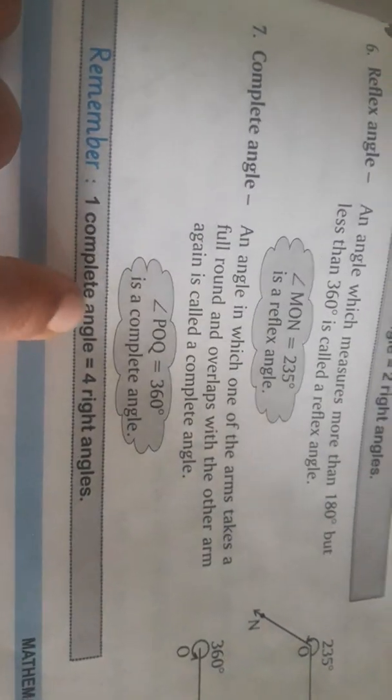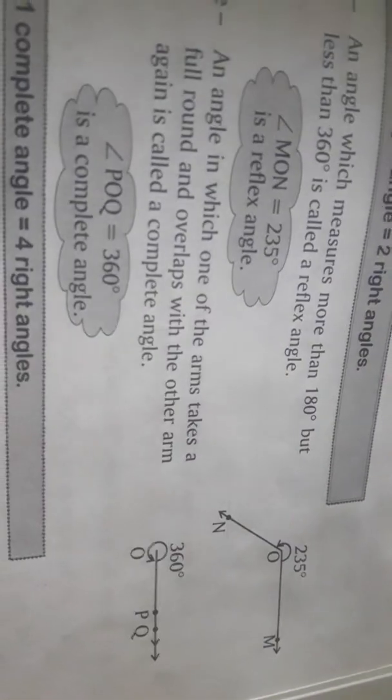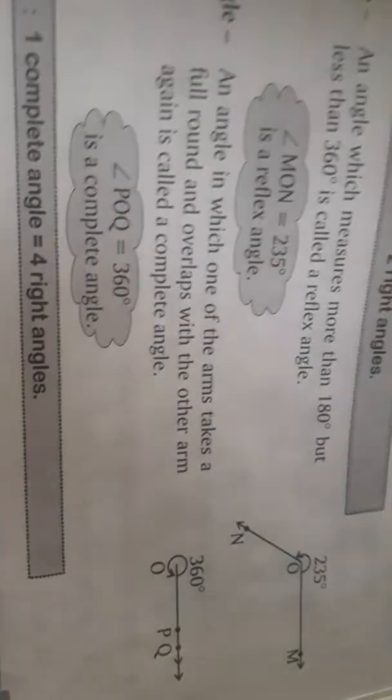One more important point here, one complete angle equals 4 right angles, whereas we already studied that one straight angle equals 2 right angles, whereas 4 right angles equal 1 complete angle.